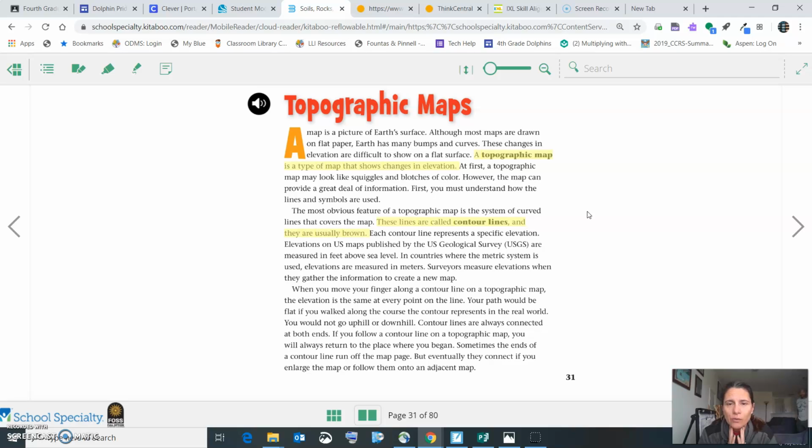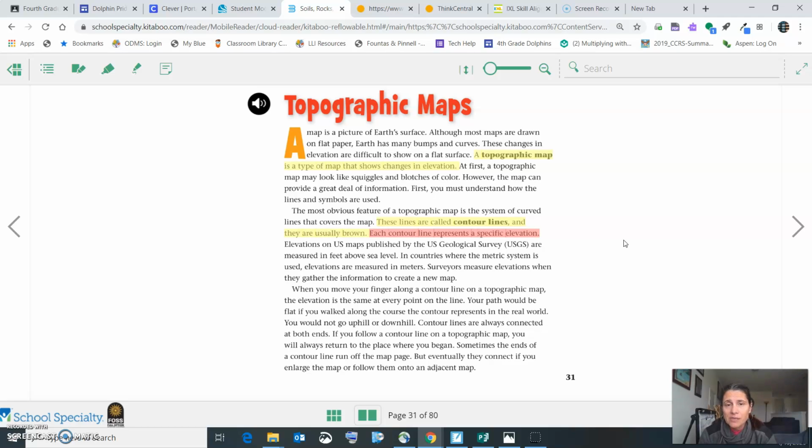Each contour line represents a specific elevation. So each line represents a specific height. So I'm going to do that one, but let's do it in red. So the lines are called contour lines, and each line is a specific elevation, which means it's a specific height.